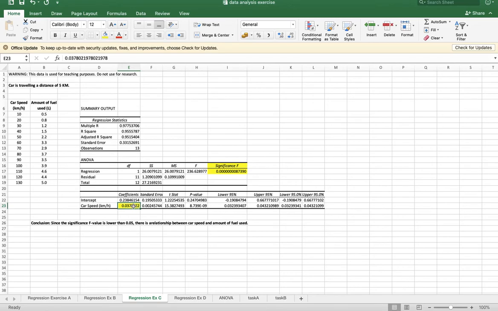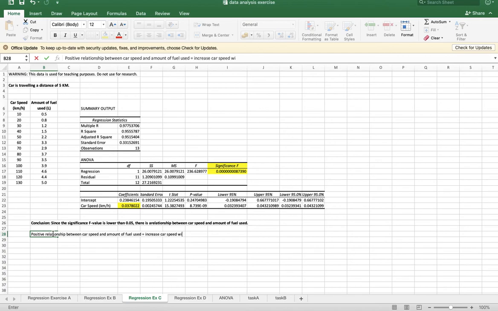If it is positive, it means that as you increase the car speed, the amount of fuel use also increases. So positive relationship between car speed and amount of fuel use. Therefore, increased car speed will use more fuel.